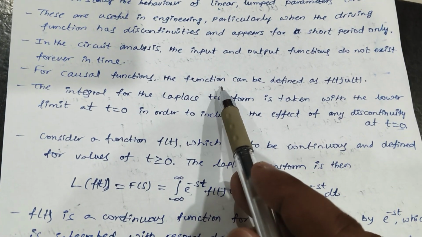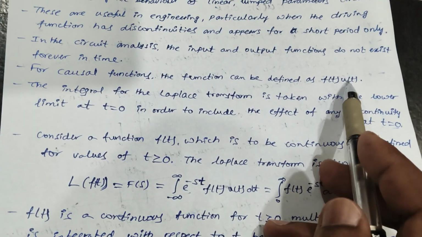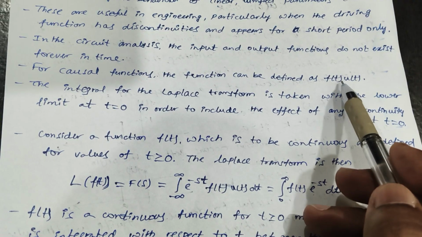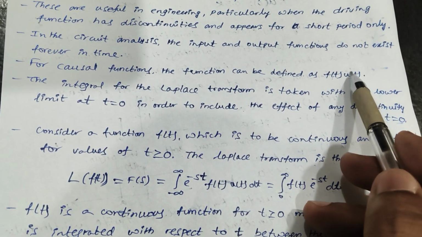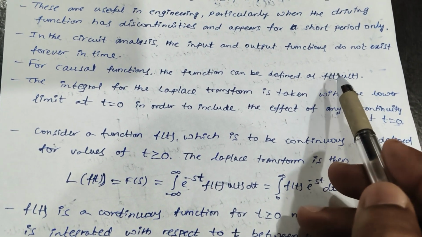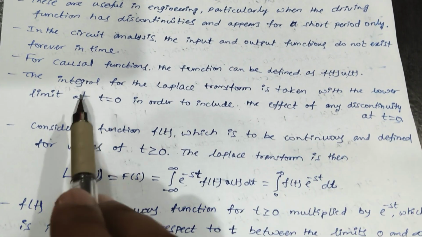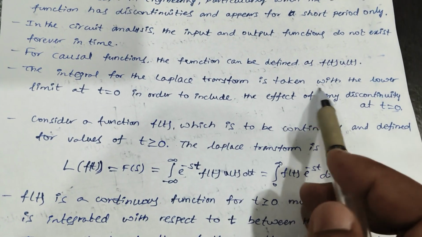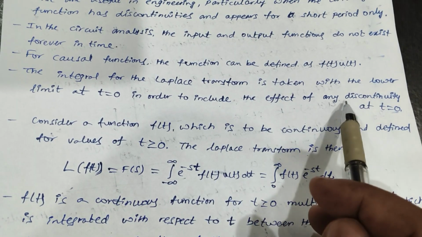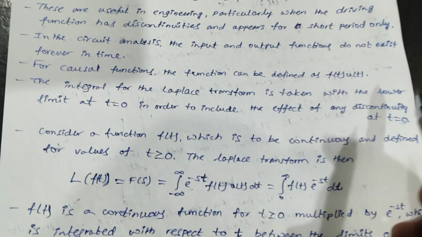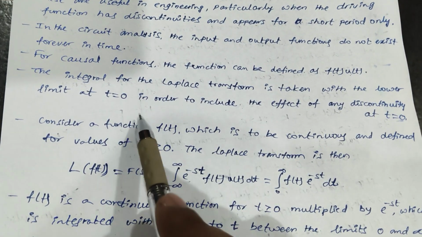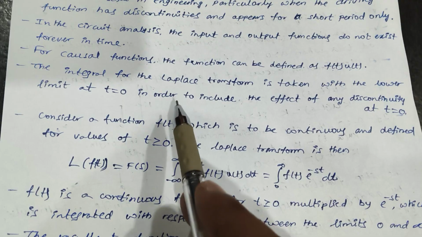For a causal function, the function can be defined as f of t into u of t. To have the function only for t greater than 0, we are considering f of t into u of t, because u of t will exist only for t greater than or equal to 0. So the integral for Laplace transform is taken with the lower limit at t equal to 0 in order to include the effect of any discontinuity at t equal to 0, because we are closing the switch at t equal to 0 or opening the switch at t equal to 0. That's why we will include the 0 also in this Laplace transform analysis.